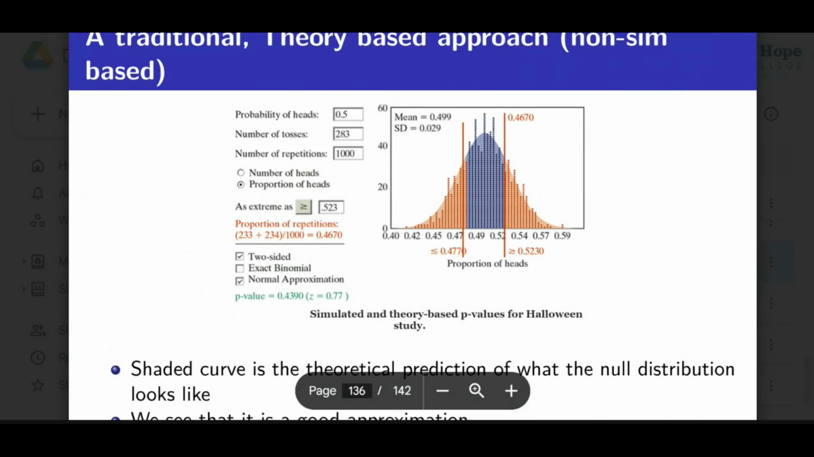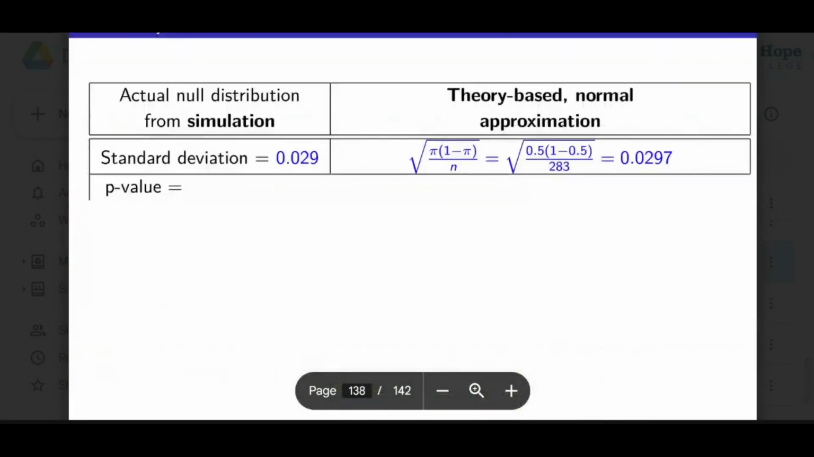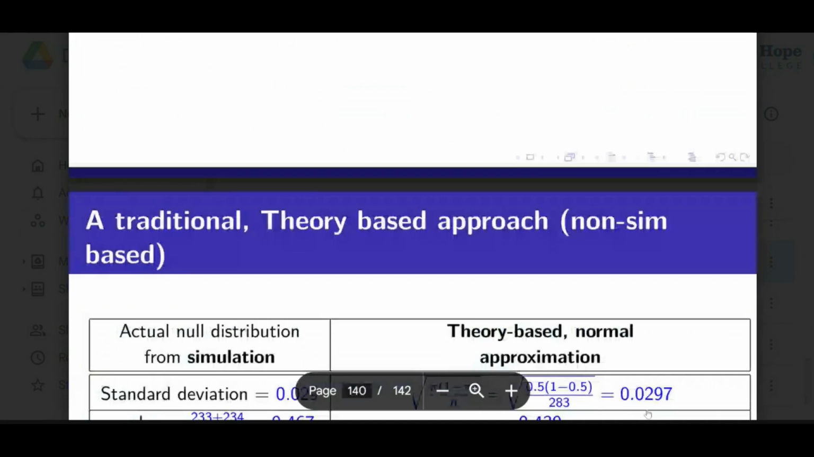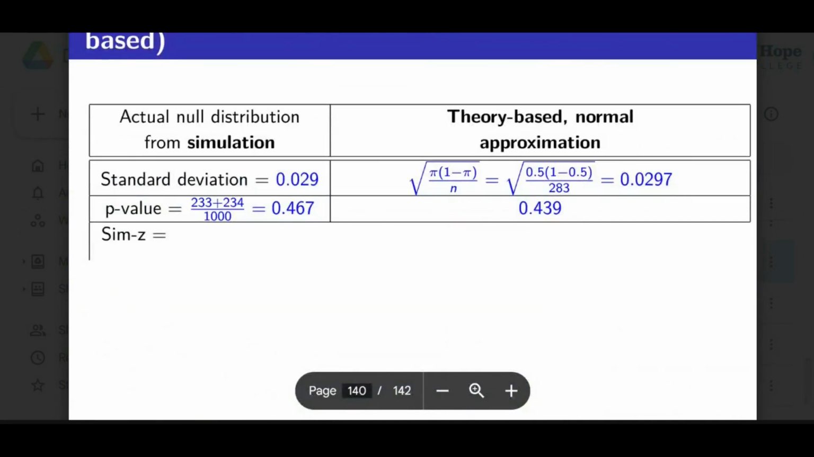Did anyone catch me when I said that? Which one is the theoretical p-value? Do you see it on the screen? Which one is it? It's something close to the simulation p-value. 0.439. This one. All right. There's something here called Z. This is theory Z, not sim Z. Why? Because it's sitting near this normal word. Everything here is theoretical. All right. So we will finish our comparisons. You will see that the theory-based and simulation-based p-values are also close. Very close.